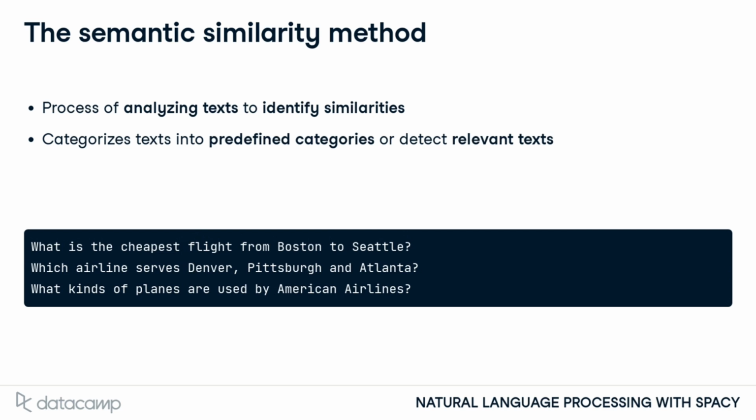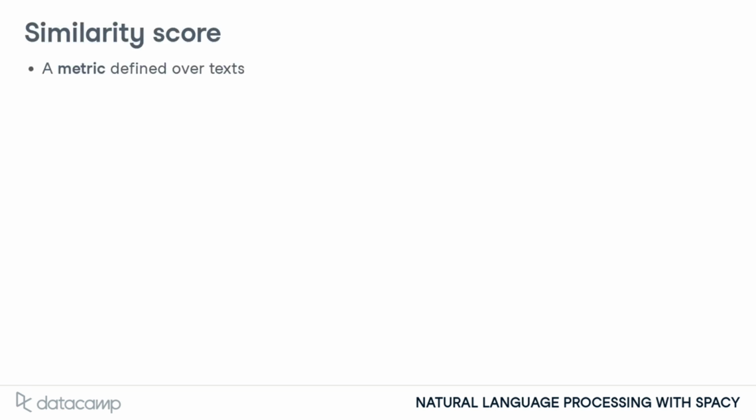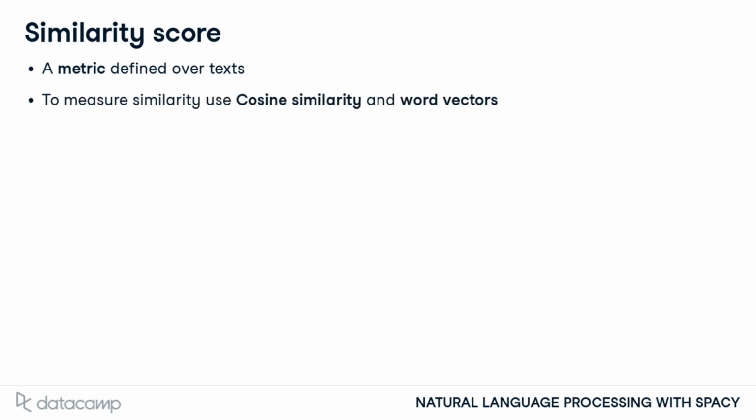Given a list of sentences such as, "What is the cheapest flight from Boston to Seattle?" only the first sentence is related because it contains the word cheapest. To measure how similar two pieces of text are, we need to calculate their similarity scores. Semantic similarity score is a metric that is defined over texts, where the similarity between two texts is measured using their representative word vectors. We will use cosine similarity and word vectors to measure similarity between two pieces of text.